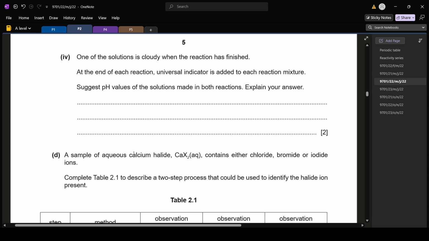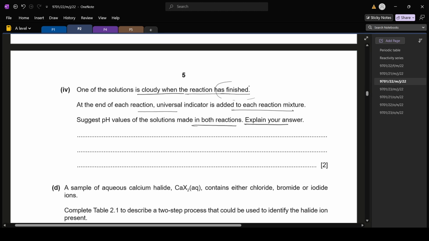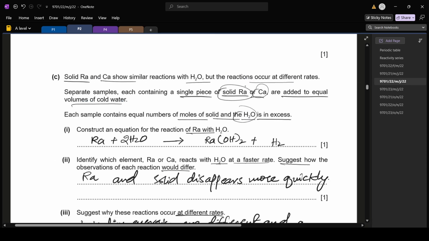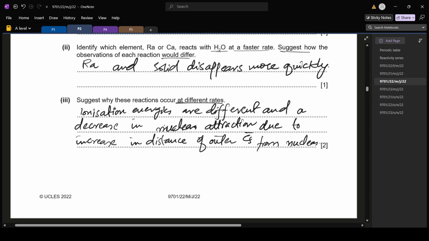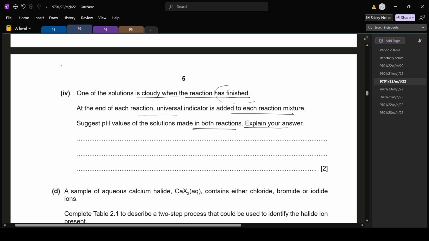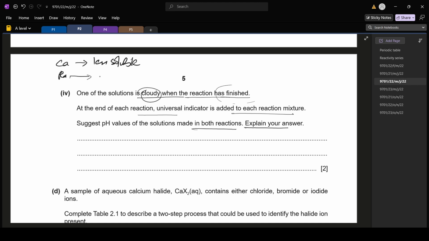Part 4. One of the solutions is cloudy when the reaction has finished. At the end of each reaction, universal indicator is added to each reaction. Suggest pH values of the solutions made in the reactions. Explain your answer. Down the group, the solubility of hydroxides increases. So calcium hydroxide is less soluble than radium hydroxide, and calcium will form this cloudy precipitate. Down the group hydroxide solubility increases, so radium hydroxide is very soluble.